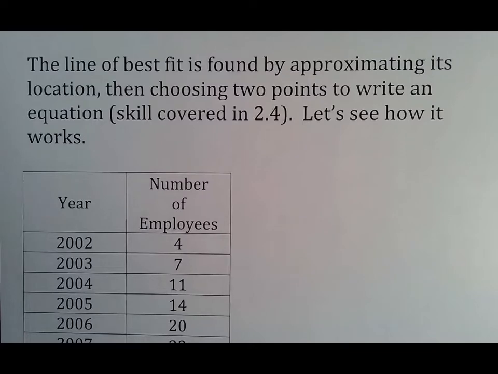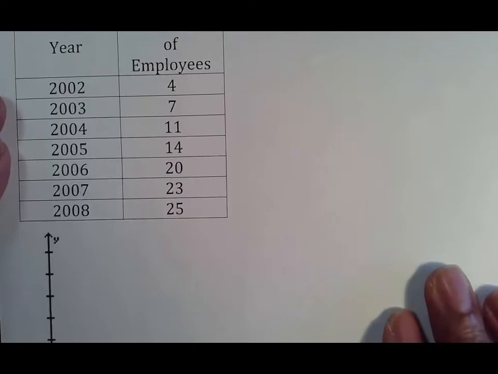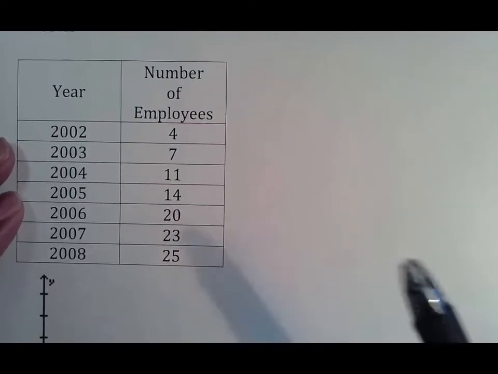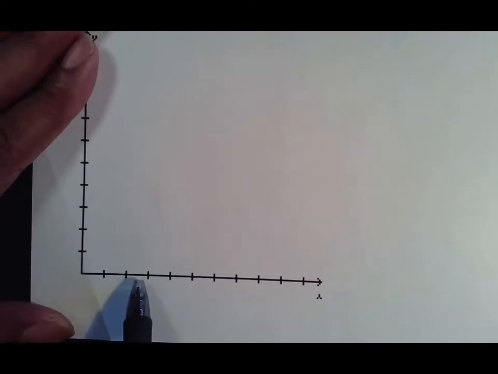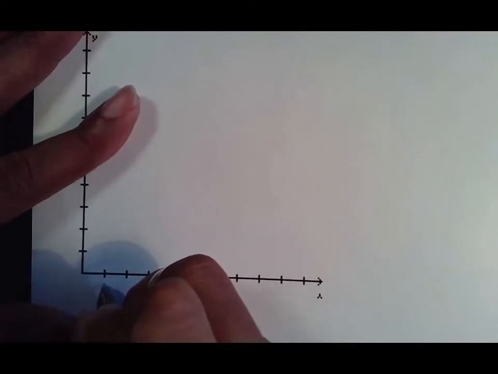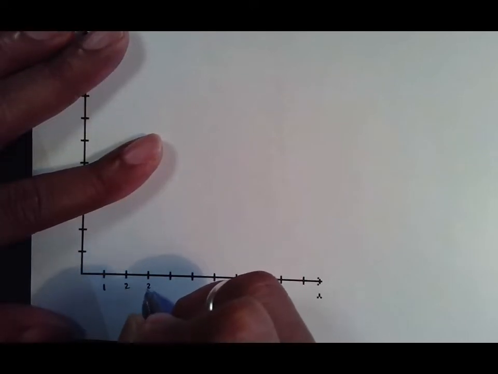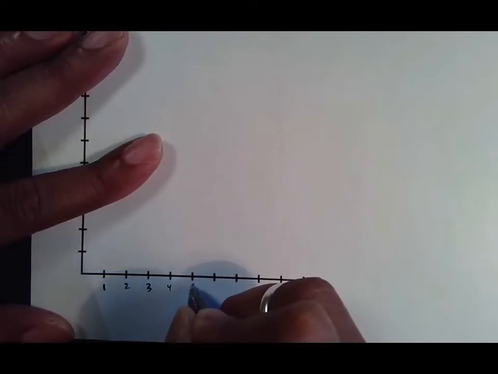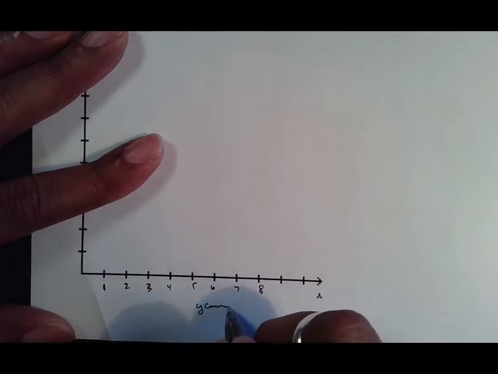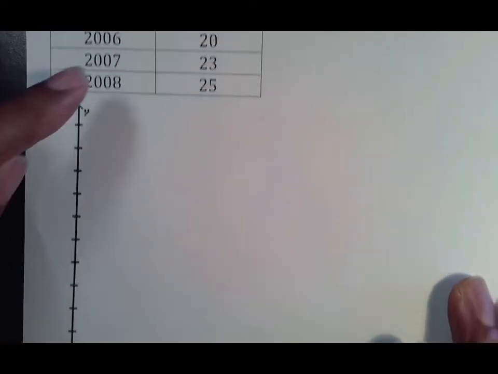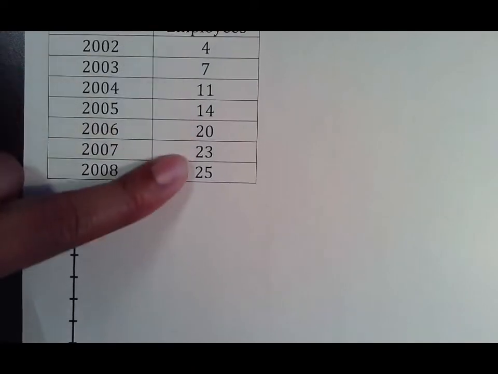So the skill we covered in 2.4 is what we're going to use. So the first thing we would do is make our scatter plot. So the year goes from 2002 to 2008, which I think we can do. 2001, 2002, 2003, 2004, 2005, 2006, 2007, 2008. This is your year.